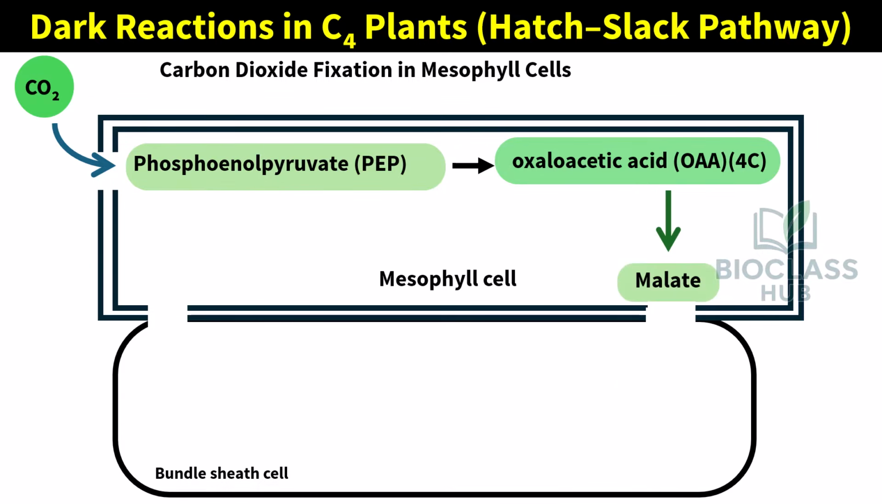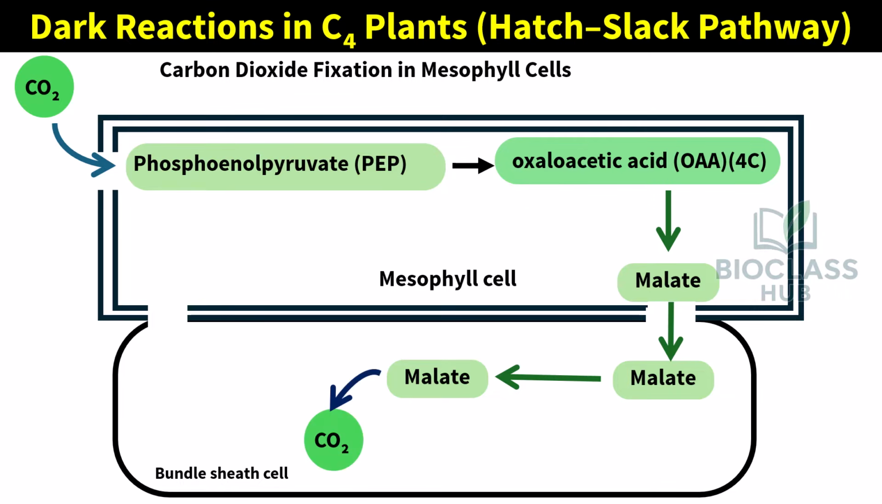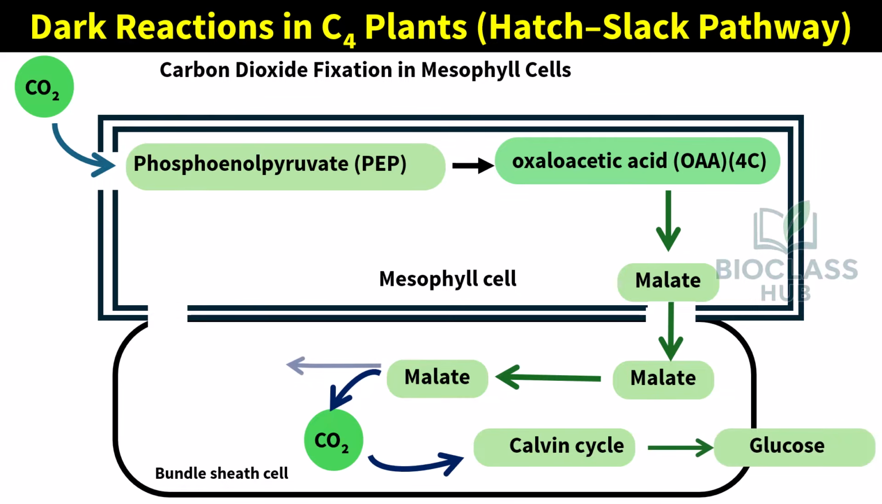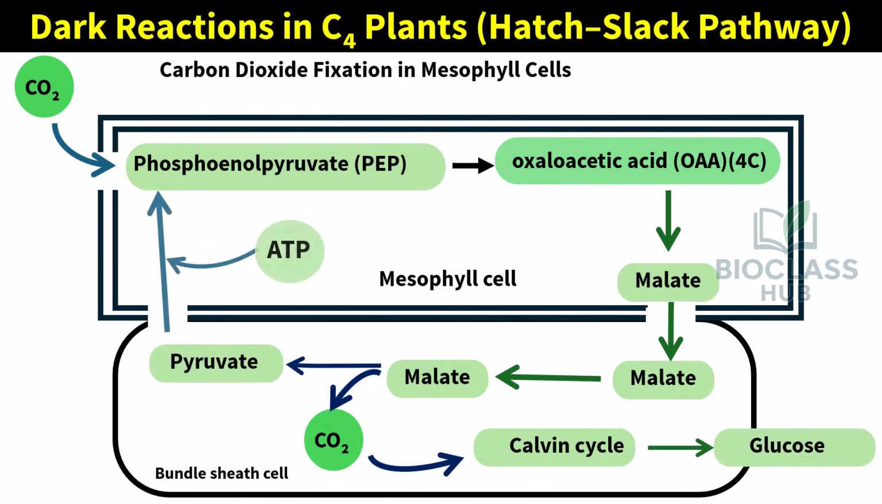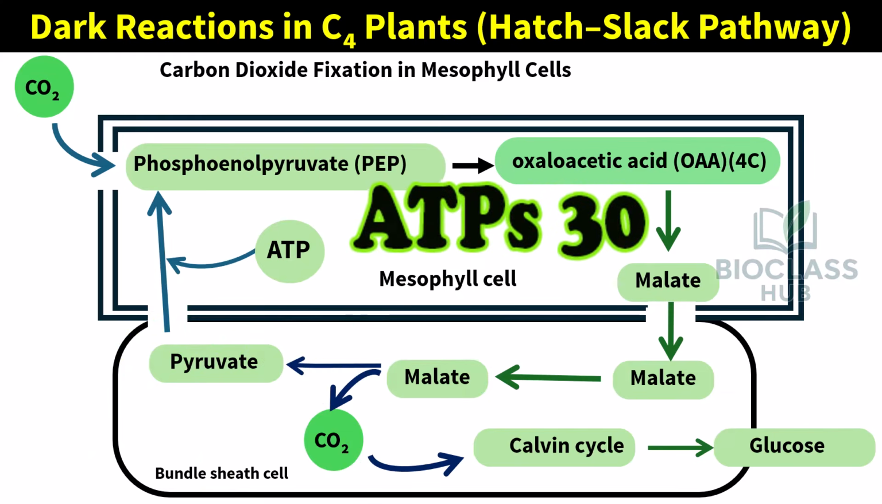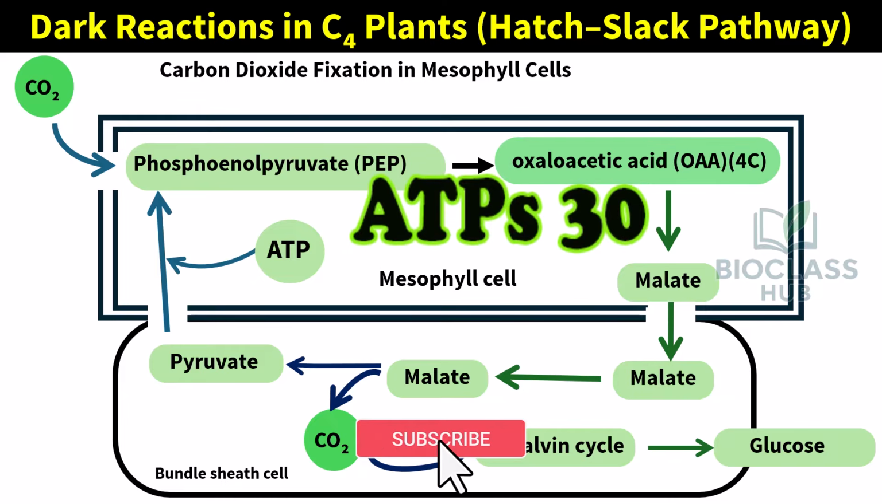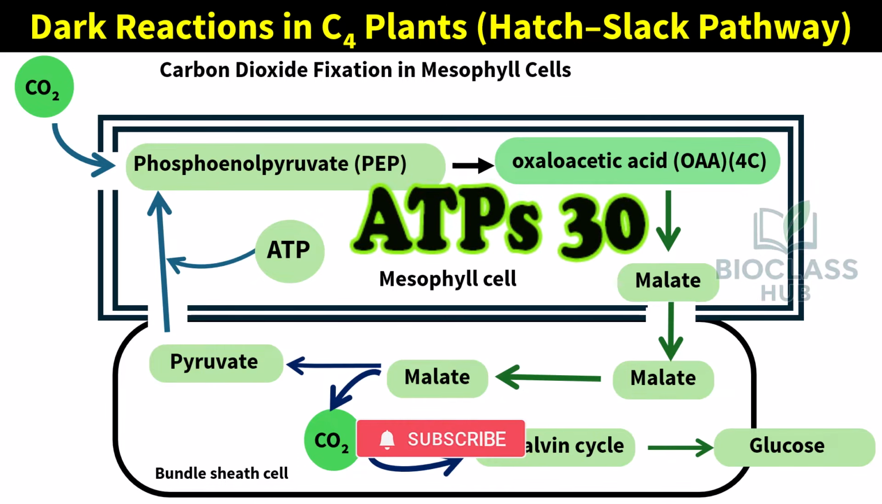Malate is shunted into the bundle sheath cell along the plasmodesmata, where it is then decarboxylated to release carbon dioxide, used in the Calvin cycle to form glucose. The pyruvate formed is then used to regenerate phosphoenol pyruvate with the use of energy, catalyzed by the enzyme pyruvate phosphate dikinase. With this kind of pathway, more energy is used for the 2 cycles. 30 molecules of ATP are used. 12 additional ATP molecules are used for regenerating phosphoenol pyruvate.